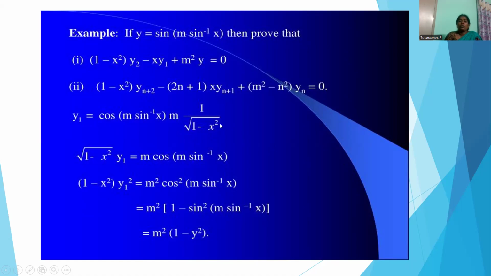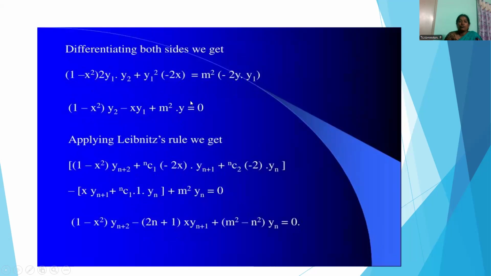Therefore, the square root of 1 minus x square multiplied by y1, we get square root of 1 minus x square y1 equal to m cos of m sine inverse x. And we take the square on both sides. We get 1 minus x square y1 square is equal to m square into 1 minus y square. Differentiating both sides, we get the result. And applying the Leibniz rule, that is yn plus 1, yn plus 2, yn plus 1, and so on yn, we finally get that result.